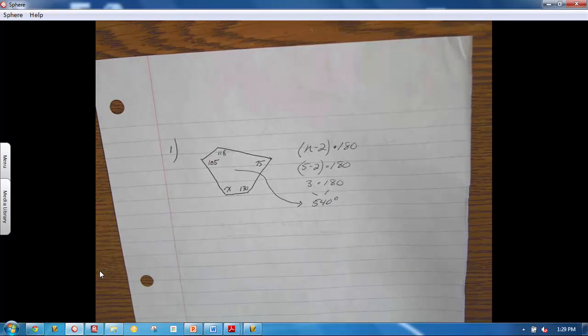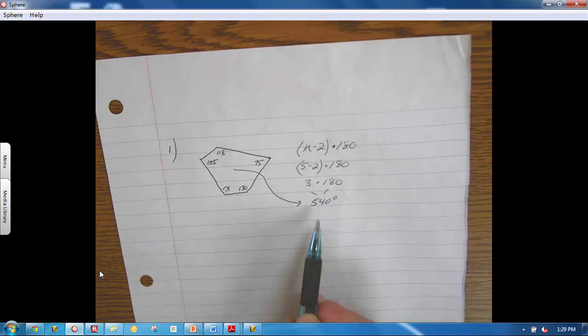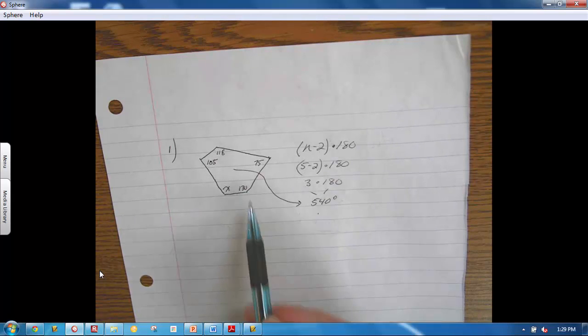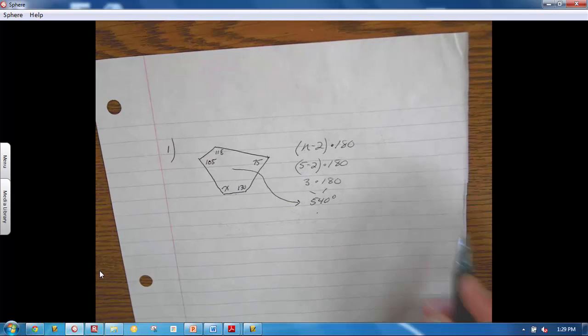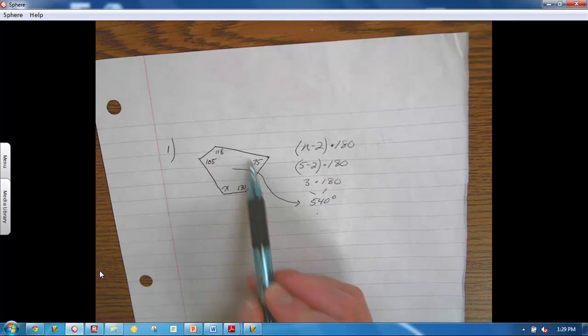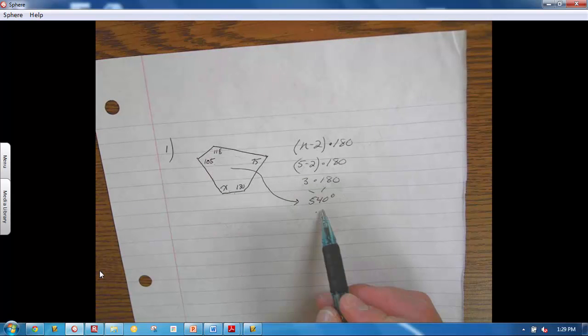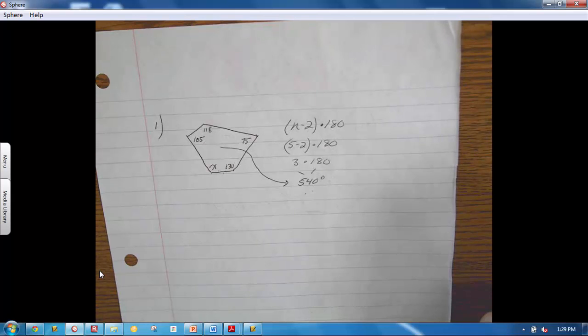Okay. Now yesterday, this is where we're going to get different. Yesterday we just divided this by 5 angles, and that gave us our answer. Okay. The problem today is these are not equal angles, so we cannot just divide by 5. What we have to do instead is we have to add up the 4 that we know and the 1 that we don't know and set it equal to 540. So this is going to be just a little bit of algebra here to do this.